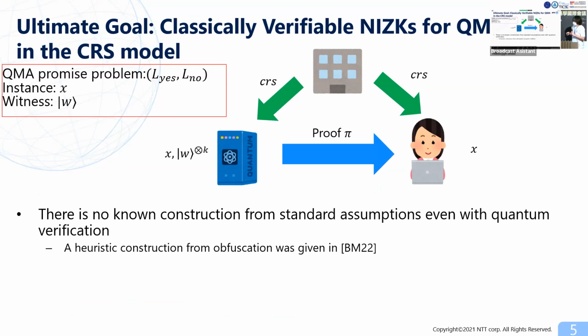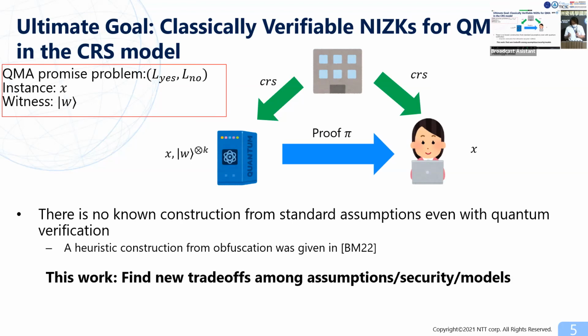The ultimate goal in this direction is to construct a classically verifiable NIZK for QMA in the CRS model, where the trusted setup only generates a common reference string and just publishes it to everyone. This is the ideal model, but unfortunately, there is no known construction from standard assumptions, even with quantum verification. There is one heuristic construction of such a NIZK from obfuscation by Bartusek and Malavolta, but we don't have a security proof in the standard model. This is a very challenging problem.